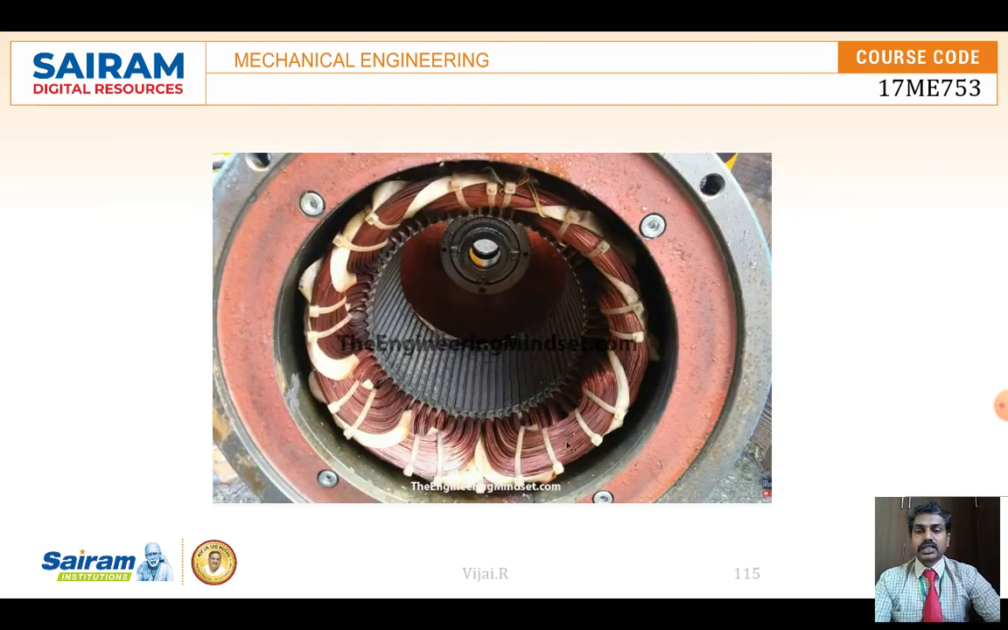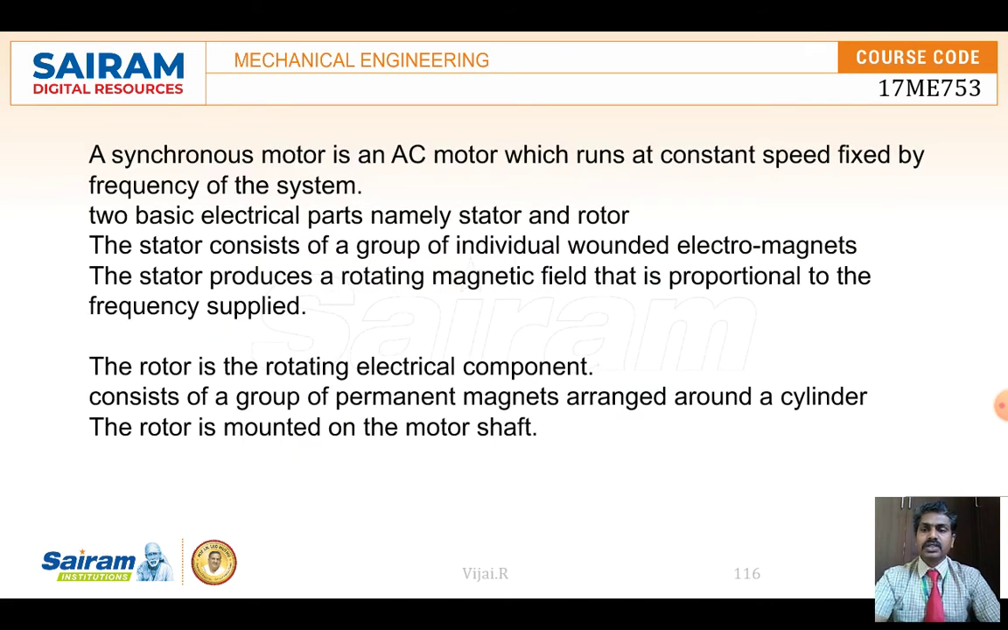So this is the stator with winding. It is fixed, it is not going to rotate. It houses the entire rotor, armature and shaft. A synchronous AC motor runs at a constant speed fixed with the frequency of the system. There are two important parts, the stator and rotor, as I said. The stator consists of wound electromagnets, individual wound electromagnets.